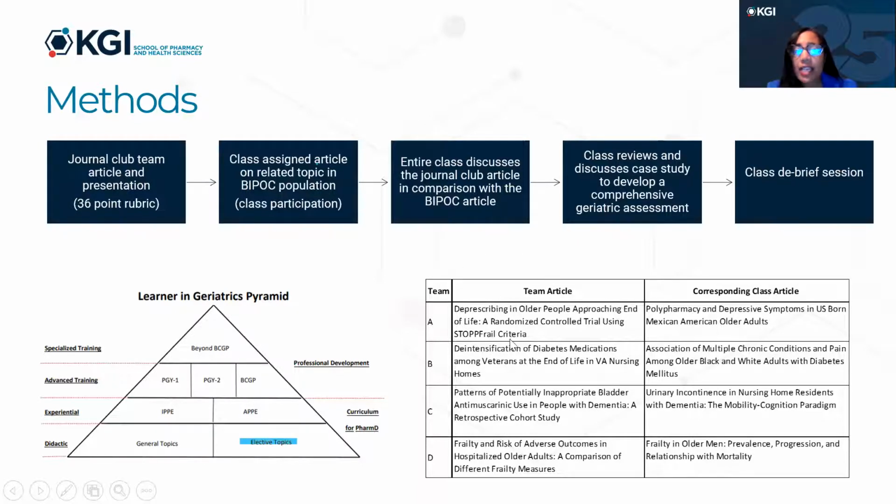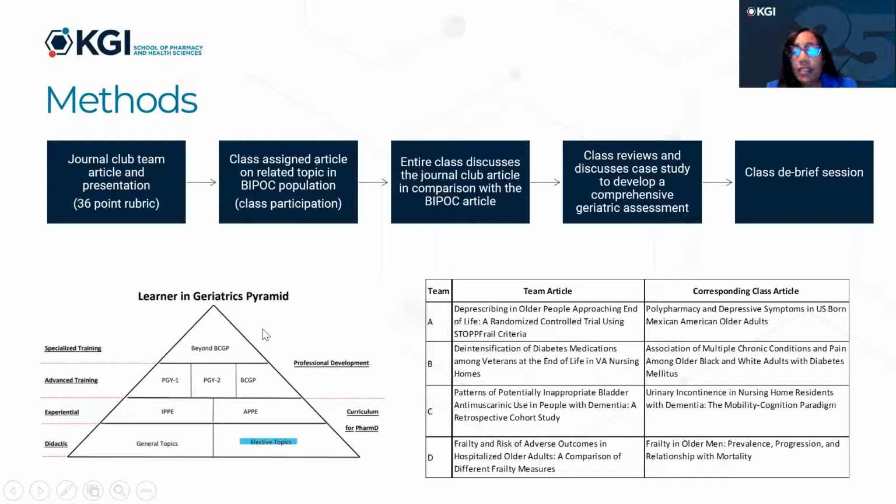After the entire class discussed the journal club articles and the corresponding class articles, the class reviewed a case study and provided a comprehensive geriatric assessment for the patient in the case study. And then there was a class debriefing session to assess how the students felt about their progress and their own clinical decision-making skills.